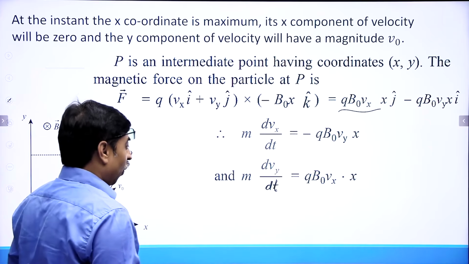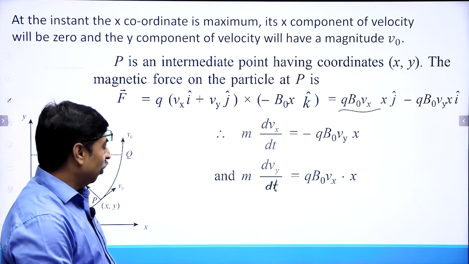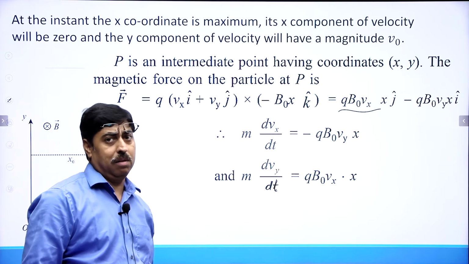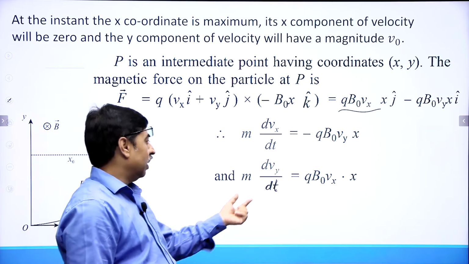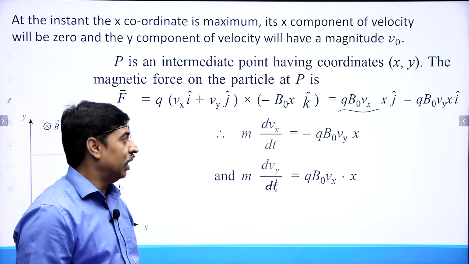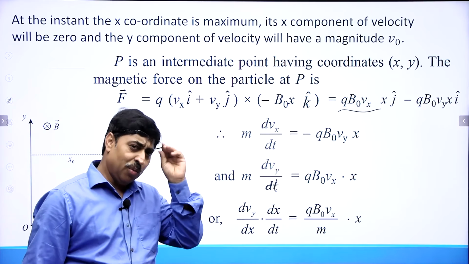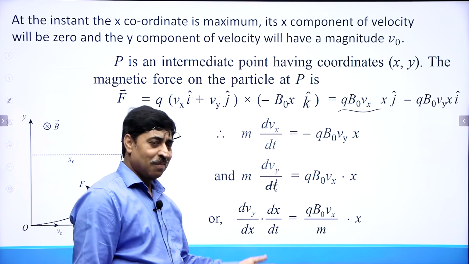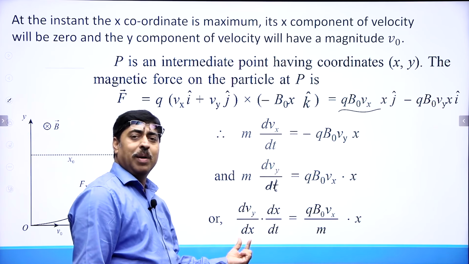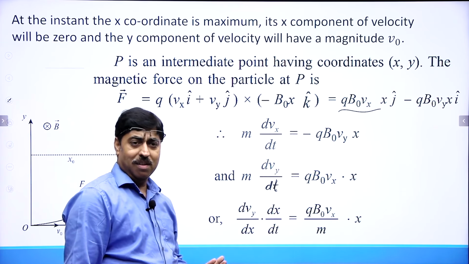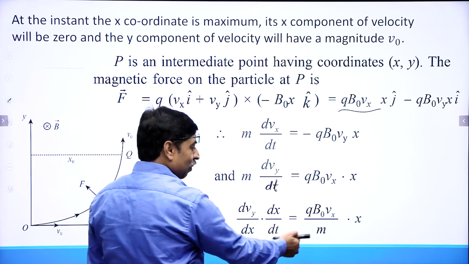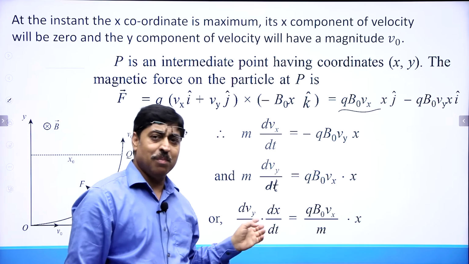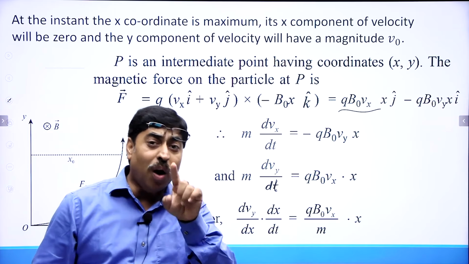What I am going to do is, I do not want time in my equation, right? So, I am going to use the chain rule of differentiation and I will write it as dVy by dx into dx by dt. If you do that, then you can see a miracle happening actually. Mass times, in fact, I have transferred mass on this side. So, dVy by dt has been written as dVy by dx into dx by dt, right? Now, there is a miracle. dx by dt is nothing but Vx. So, this Vx and dx by dt cancel out. And now, you are left with a relationship which only has Vy and x, and that is what you wanted.